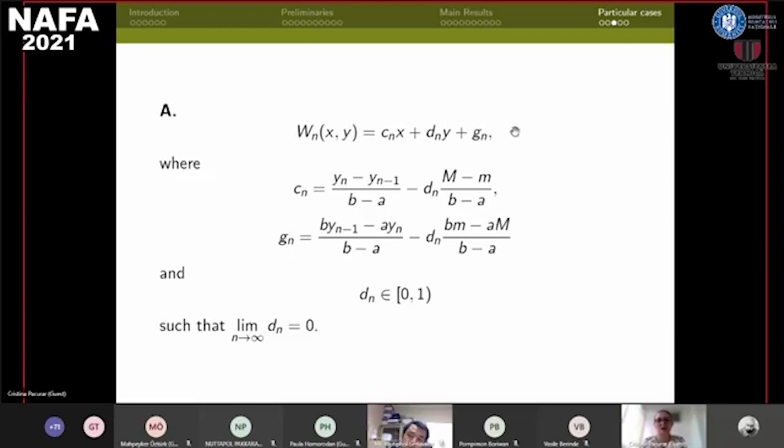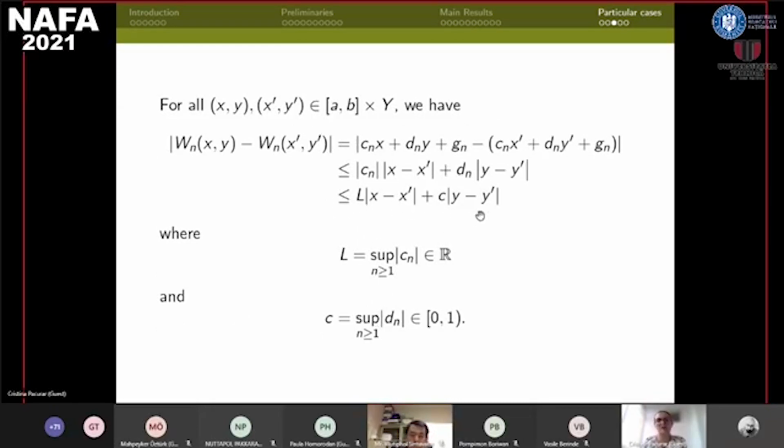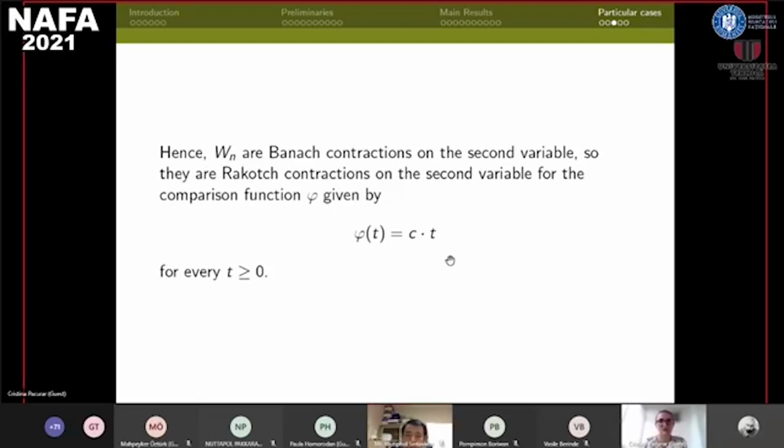In the first case, we can choose wn with cn, gn having the following expressions, and dn being in 0, 1 such that the limit of dn is 0. And in this case, we can prove that wn are Lipschitz in the first argument, and they are contractions, Banach contractions in the second argument. And if they are Banach contractions, then they are Rakotch contractions with the comparison function phi given by phi of t equals c times t for every t greater or equal to 0.